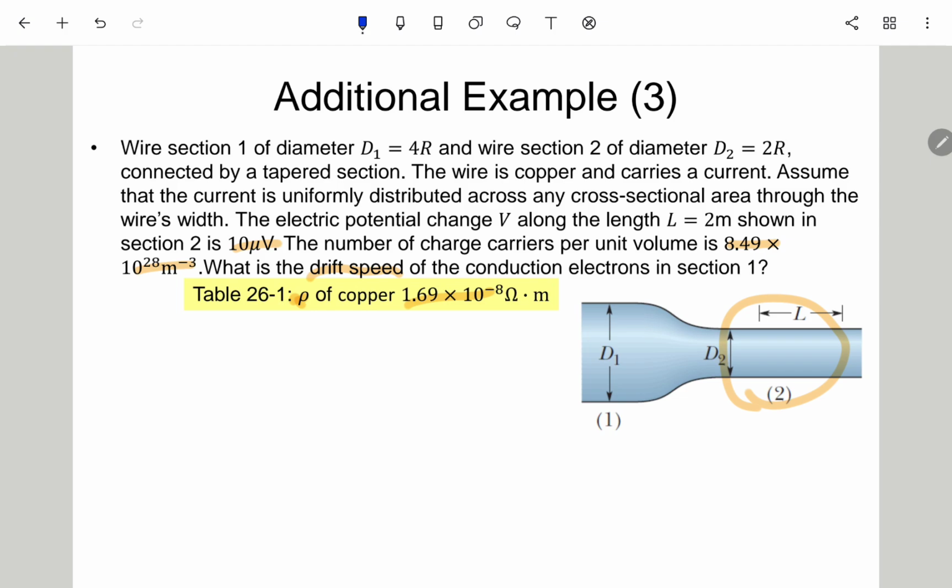First of all, we would like to calculate E2 equals V over L. Actually the L is a known value, L is 2 meter. And V is 10 microvolt. So this is 10 times 10 to the negative 6 over 2 meter, so this is 5 microvolt per meter. This is E2.